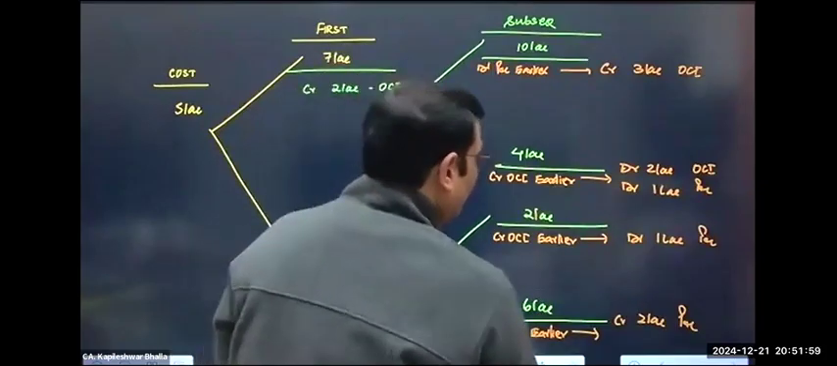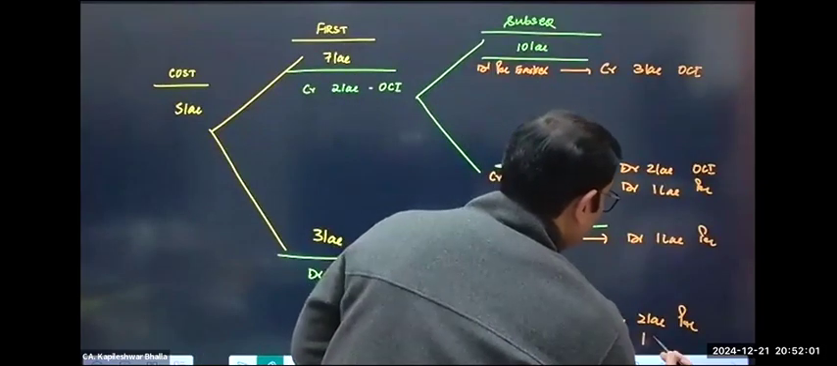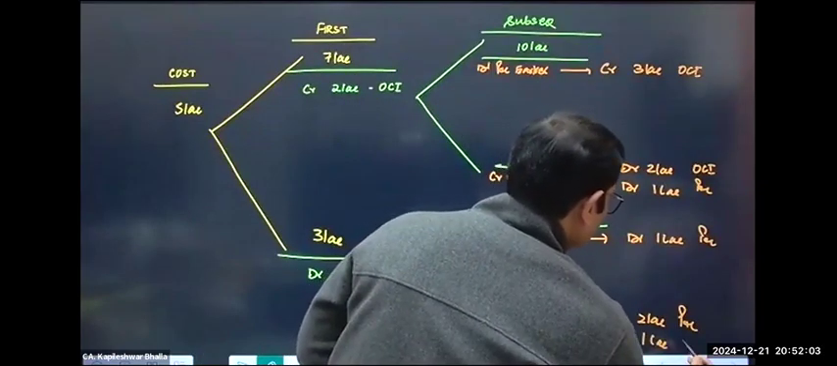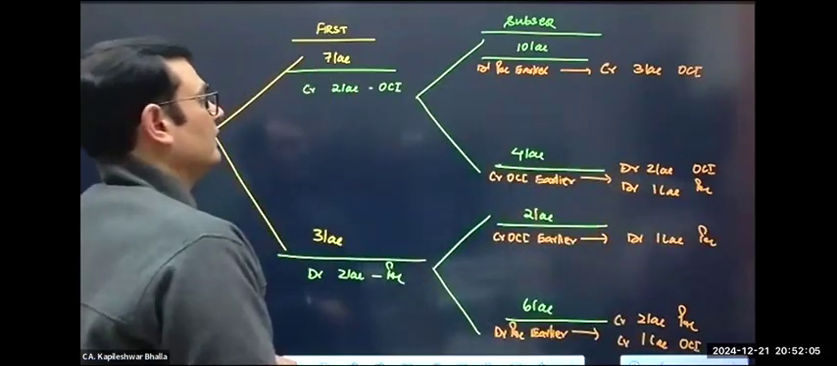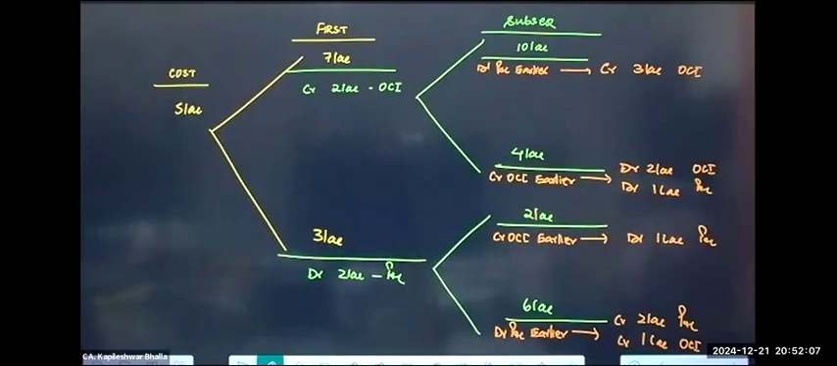And there is still another 1 lakh to go. So where will I put that 1 lakh to? OCI. Correct. Credit. So this takes care of all the permutations and combinations which can arise in this particular case. I hope I am clear with the picture.